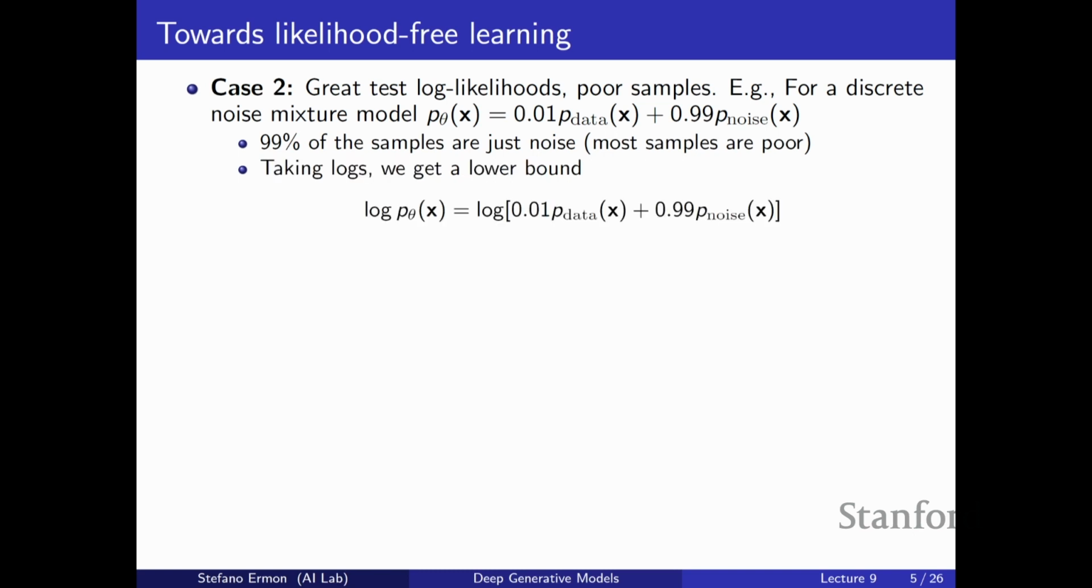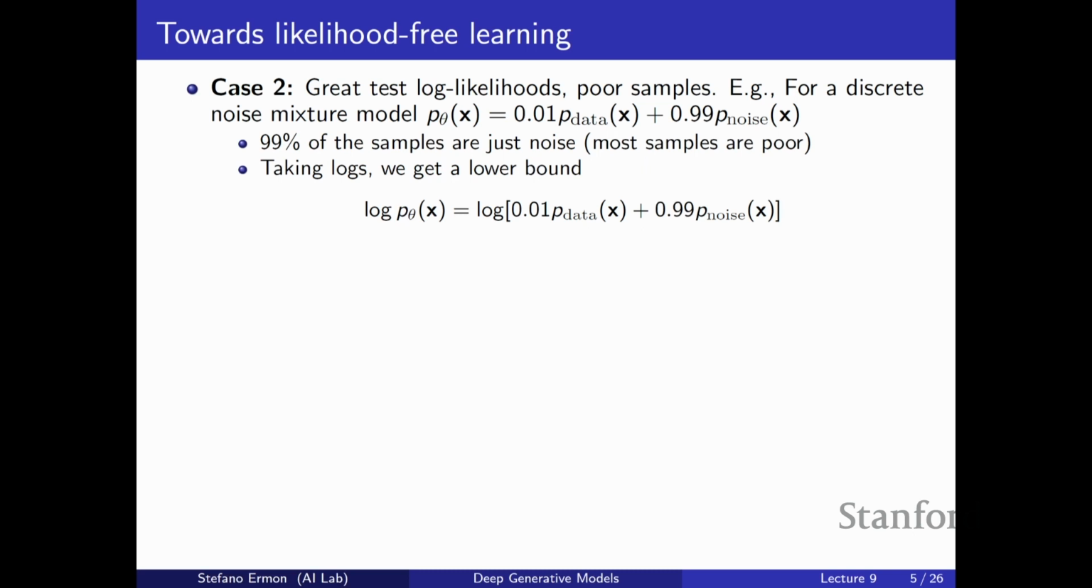And what we'll see is that even though this model is generating very bad samples, it actually achieves very good likelihoods. And to see that is actually a relatively simple derivation. When you evaluate the probability of a data point X according to this model, you get a sum of two terms. It's the true probability under the data distribution, and it's the probability under the noise distribution.